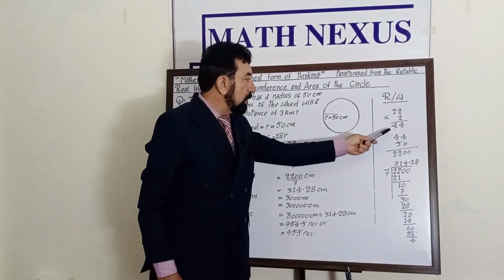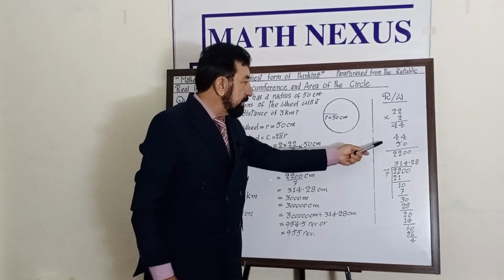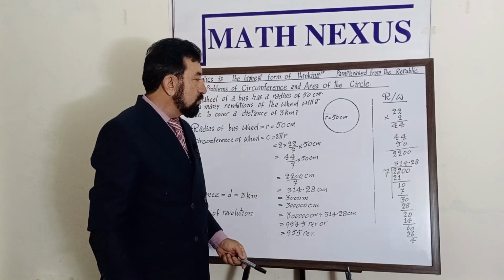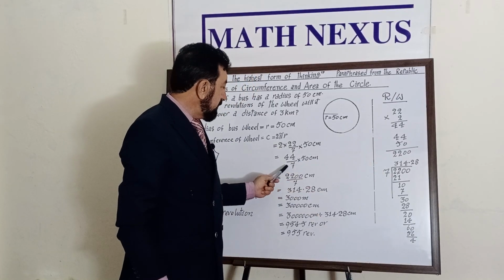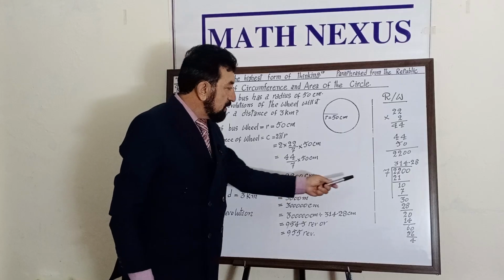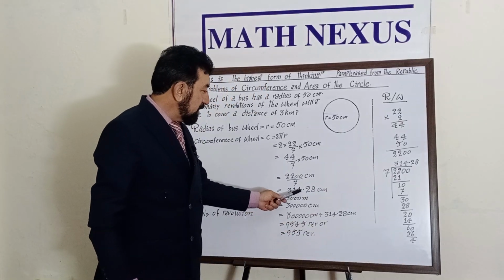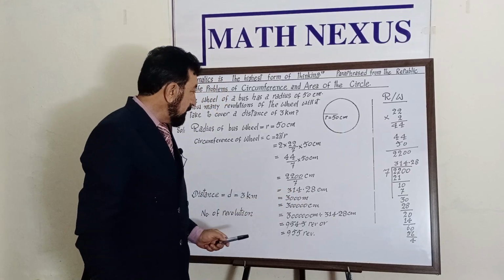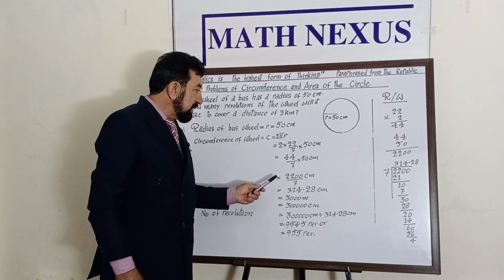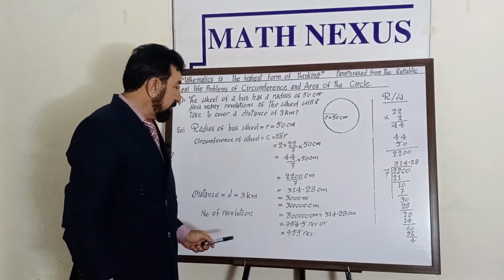22 into 2 equal to 44. 44 into 50, this is equal to 2200. 2200 upon 7, this is equal to 314.28 centimeter. This is the circumference of the wheel.